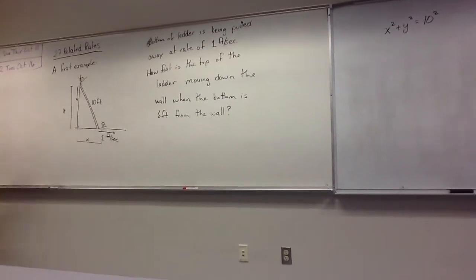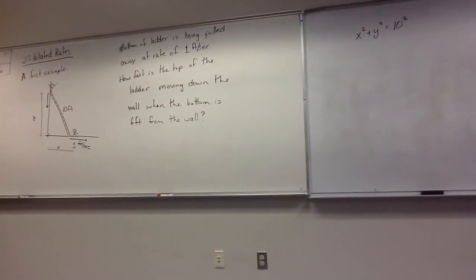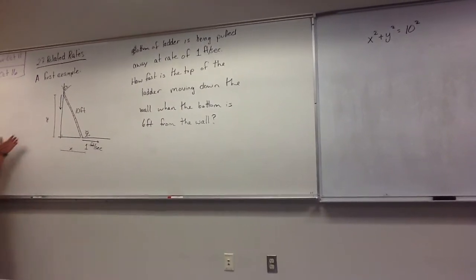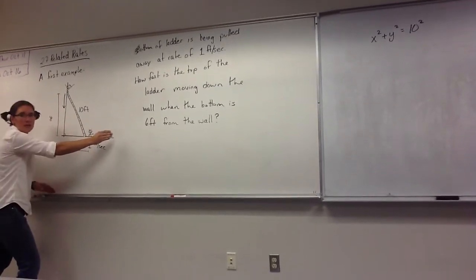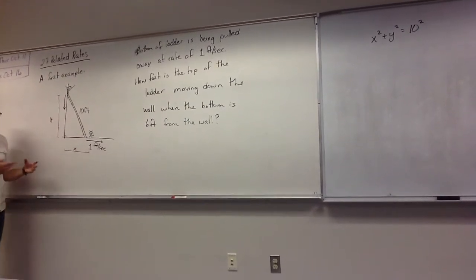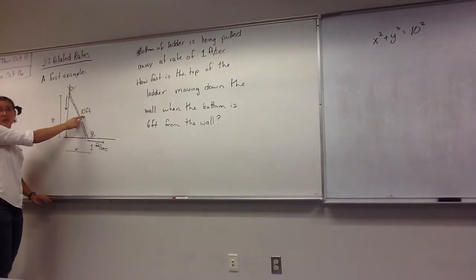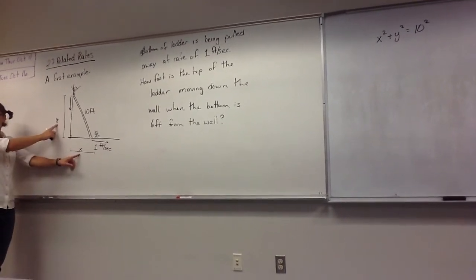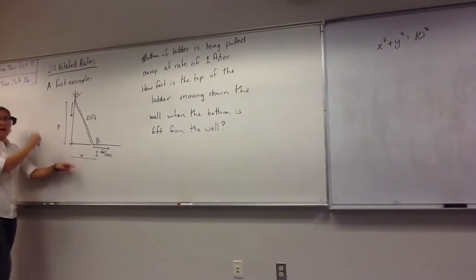Now, when I think about this situation, I want to think about this as a movie. Okay? And so I want to imagine that I have this whole scenario playing out. The ladder's being pulled out across the ground, and the top side is falling down. And so throughout the movie, the x value and the y value are changing, whereas the 10 feet is not changing. In particular, this x value and this y value are changing with time. So over time, the x value and the y value are changing.